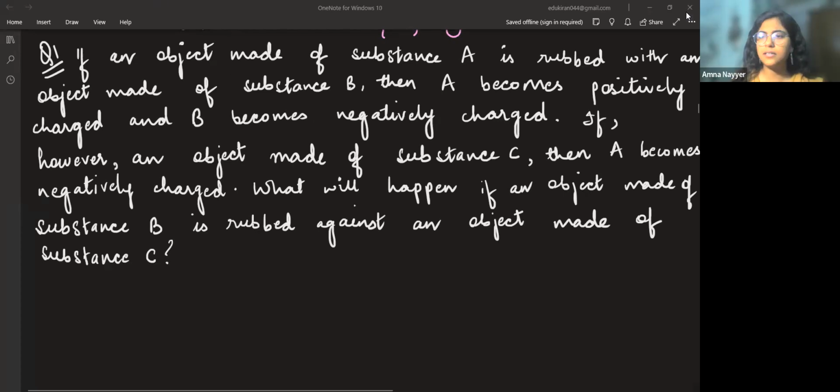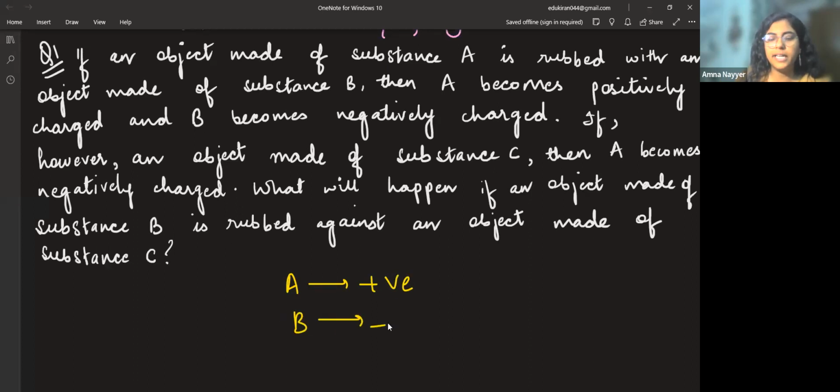See, let's discuss it now. This says that if an object made of substance A is rubbed with an object made of substance B, then A becomes positively charged and B becomes negatively charged. Now, on the basis of the concept which we had seen in the last class amongst charging by friction, you tell me which has a stronger bond, B or A?